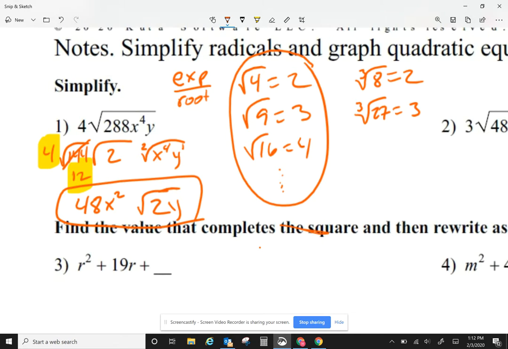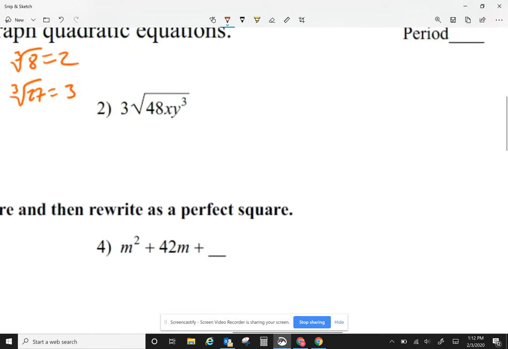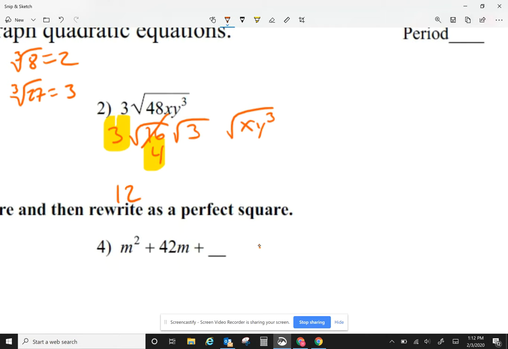Let's take a look at question number 2. I'm going to be thinking of my 3 on the outside. Now, square root of 48, I'm going to break that into two radicals, 16 times 3. Letter-wise, I'm just going to leave it at x, y to the 3rd. I'll deal with those later. So square root of 16 becomes 4. Multiply your whole numbers. So I have 12 and then radical 3.